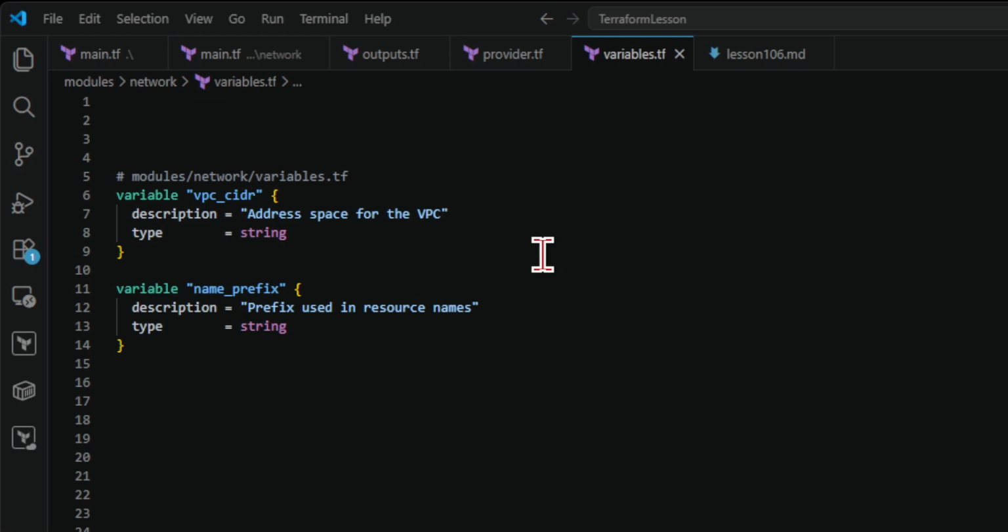A child module cannot read caller variables unless the caller passes them in. Terraform uses input variables to define that contract. That forces the caller to declare what may vary and prevents the child from depending on hidden root level assumptions. The result is a narrow change surface and more predictable plans.